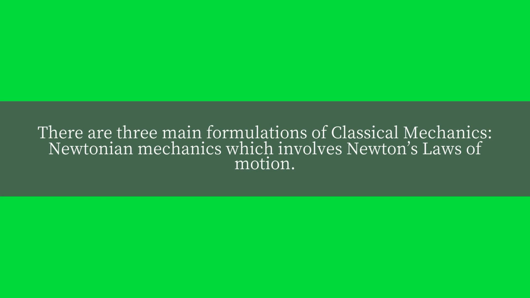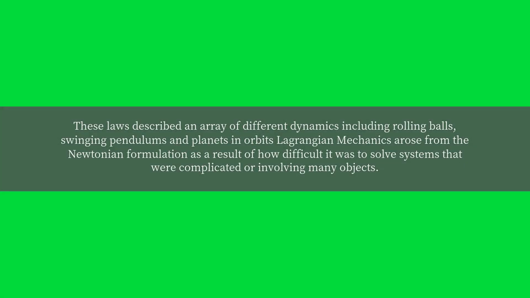There are three main formulations of classical mechanics: Newtonian mechanics, which involves Newton's laws of motion. These laws described an array of different dynamics, including rolling balls, swinging pendulums, and planets in orbits.